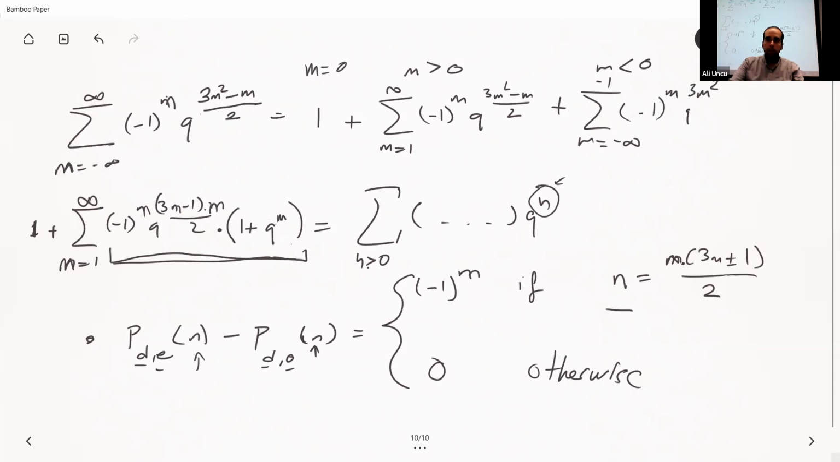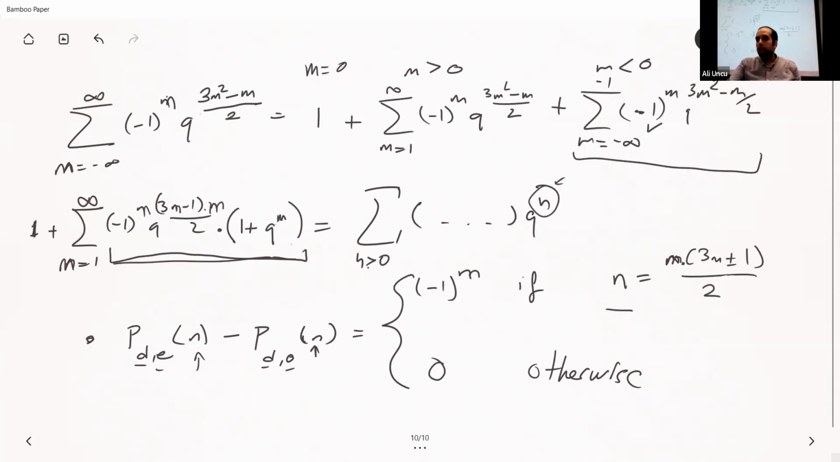3m squared minus m over 2. Now, I want to combine these two. So for that, I need to take m goes to -m, so that I end up not from negative infinity to -1, but it's 1 to infinity, right? So if m goes to -m, this -1 to the m doesn't get affected. -1 to -m, it's the same thing. It's just flipped, but it's just the sign. So this thing stays the same.